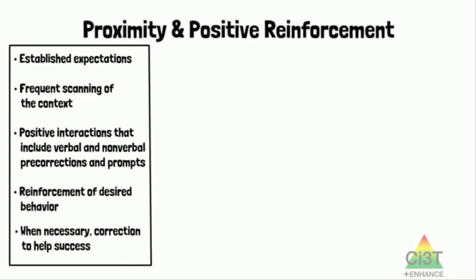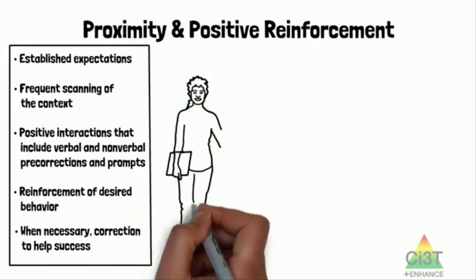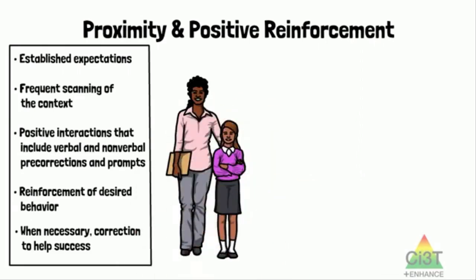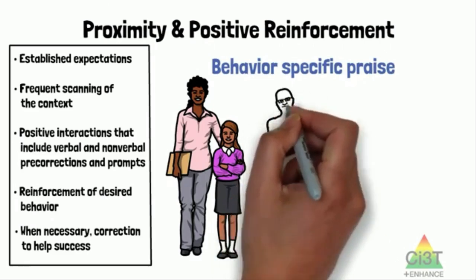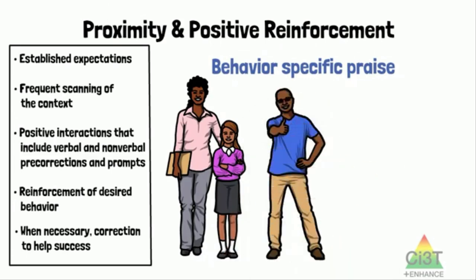Two key components of active supervision are proximity and positive reinforcement. Proximity involves moving closer to a student or group of students to signal that the teacher is aware of what the students are doing. Positive reinforcement is anything that follows a behavior that makes that behavior more likely to occur in the future. When we talk about positive reinforcement in the context of active supervision, we are most often talking about behavior-specific praise and other nonverbal acknowledgments of expected behavior, like a smile or thumbs up gesture.